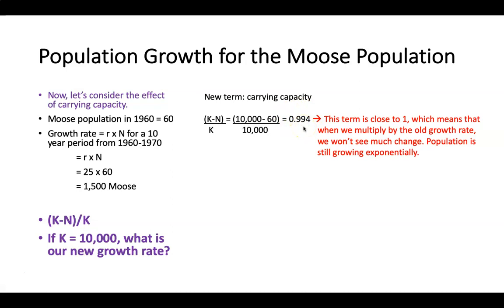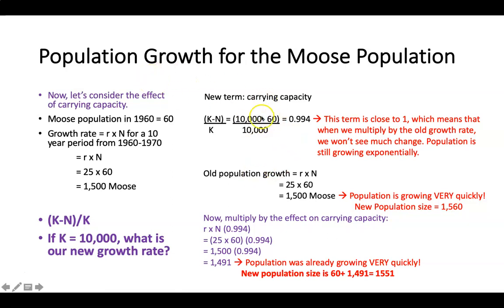So this term is close to 1. And if you remember from the first slide that I showed you, that means that the population growth rate won't change much, because it's like we're multiplying this R times N value by 1. If you multiply it by 1, it stays the same. We're multiplying by something close to 1, which means this growth rate is not going to change much from what we expected. And that means that carrying capacity is having very little effect on the population yet. And that makes sense, because if we can support 10,000 individuals and there's only 60, there's a lot of room for this population to grow.